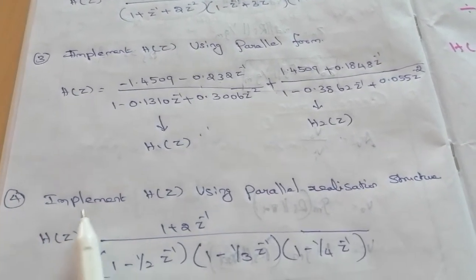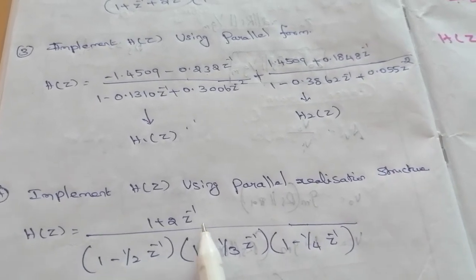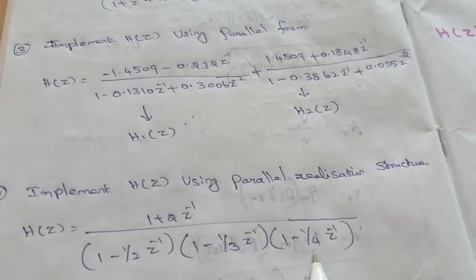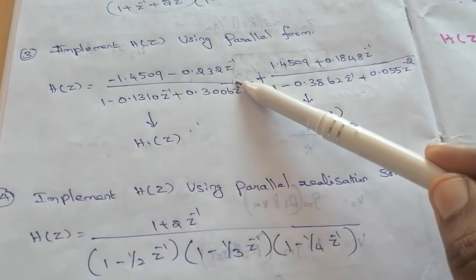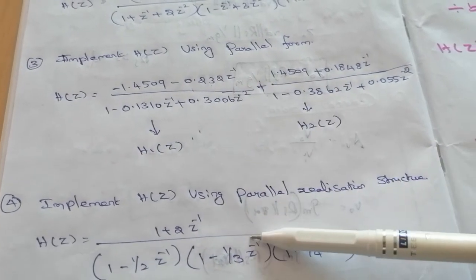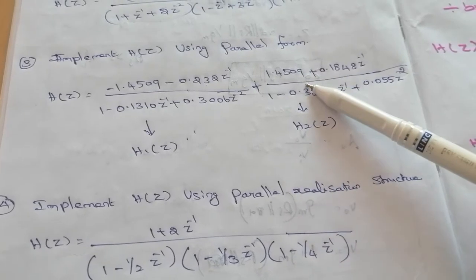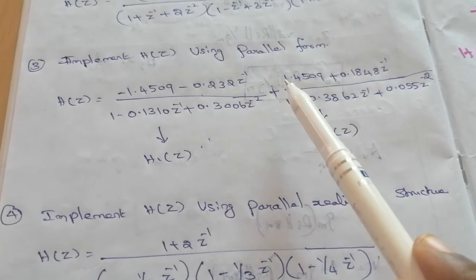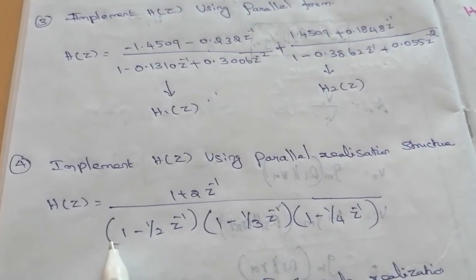Here the fourth one, implement h of z using parallel realization structure. H of z equal to 1 plus 2 z power minus 1. Here the denominator has 3 terms, right? So in this problem, both problems are the same, that is we have to draw the parallel realization structure, but the given transfer function is different. Here it is given in terms of addition, here fully multiplication.